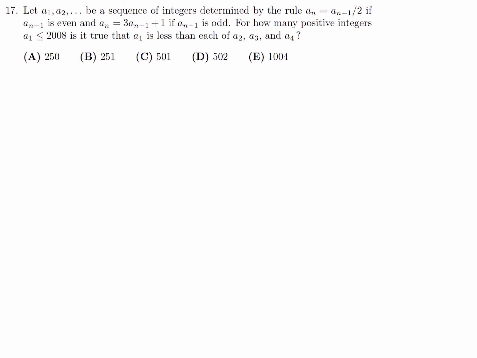Let a1, a2, and so on be a sequence of integers determined by the rule: a_n equals a_(n-1) over 2 if a_(n-1) is even, and a_n equals 3a_(n-1) plus 1 if a_(n-1) is odd. How many positive integers a1 less than or equal to 2008 are such that a1 is less than each of a2, a3, a4?